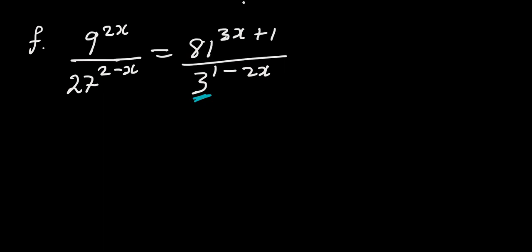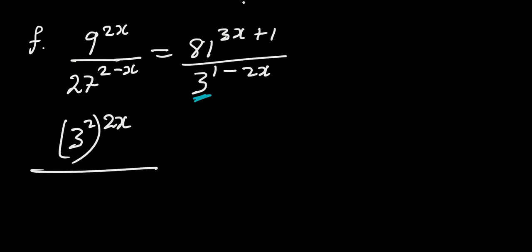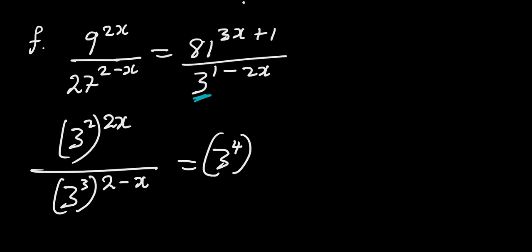Okay, so when we do that, we're going to change 9 to 3 exponent 2, exponent 2x, over changing 27 to 3 exponent 3, exponent 2 negative x, equal, change 81 to 3 exponent 4, exponent 3x, plus 1 over 3 exponent 1 minus 2x.